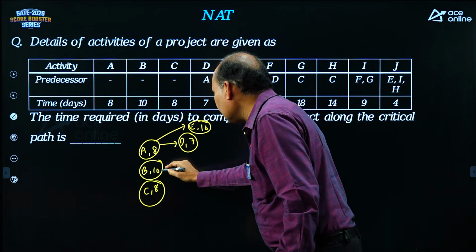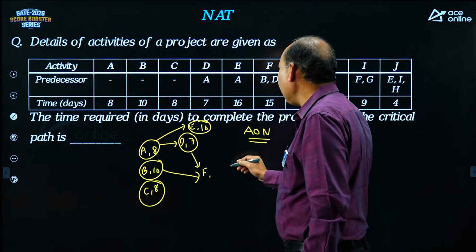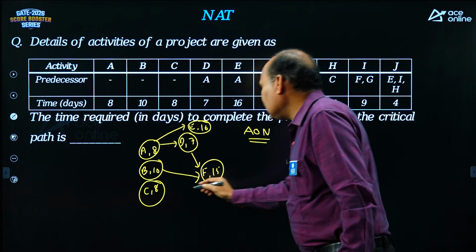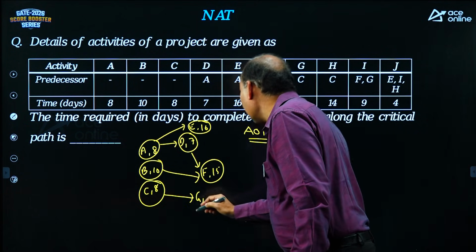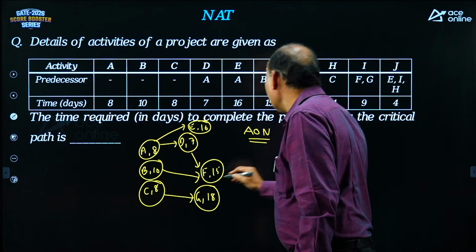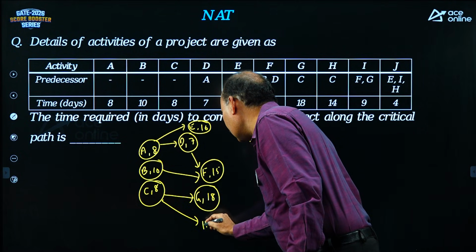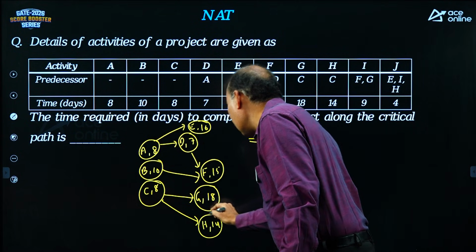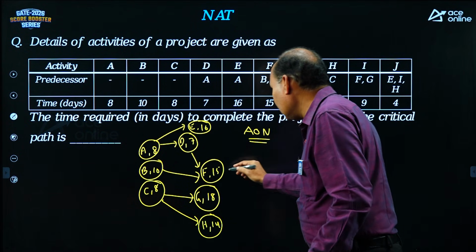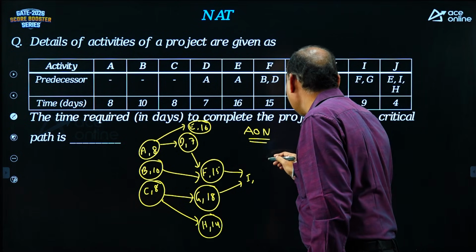F after B, D. What is the duration of F? 15. G after C. How much? 18. H after C, 14. I after F, G. What is the duration of I? 9.